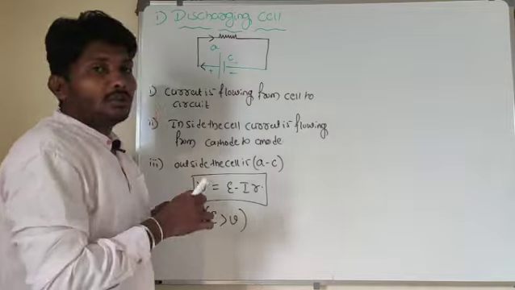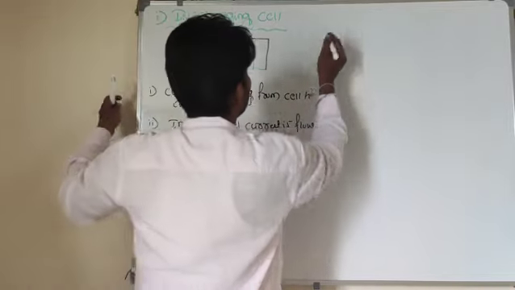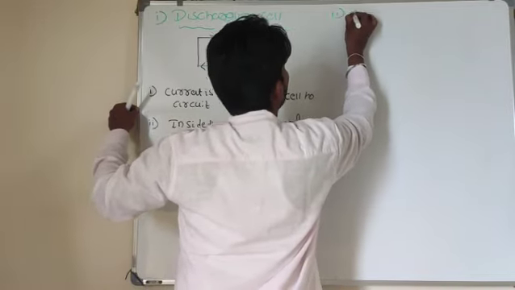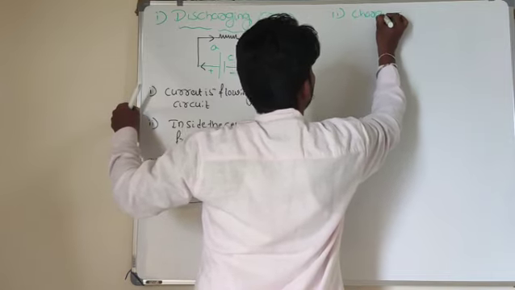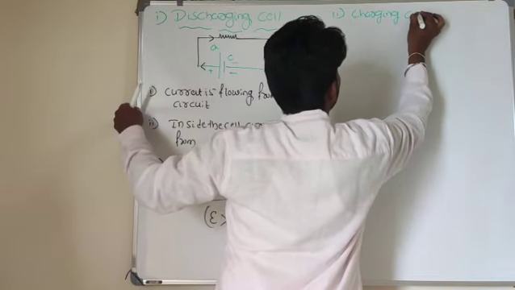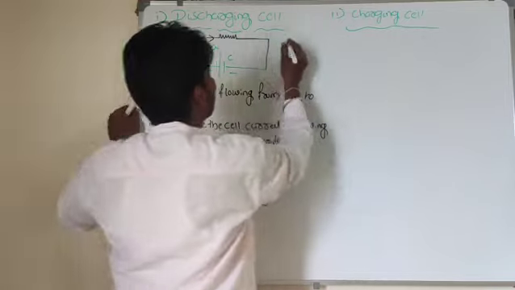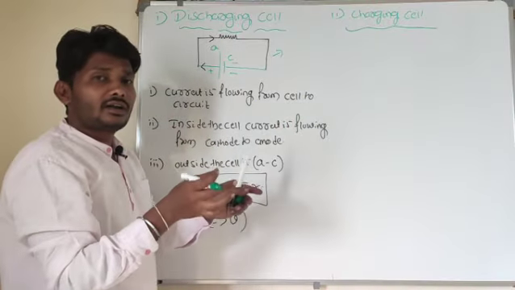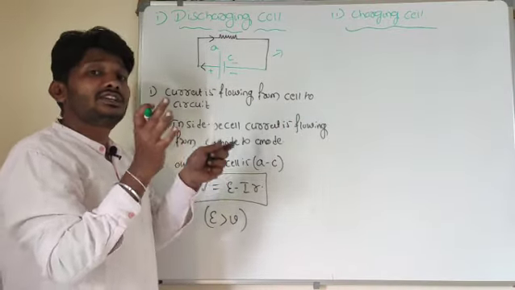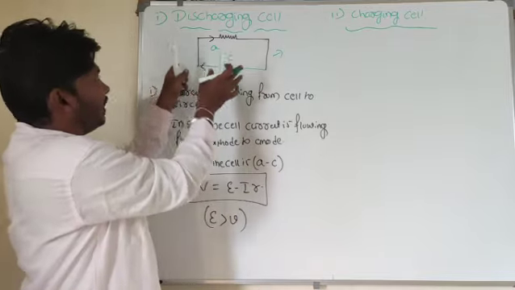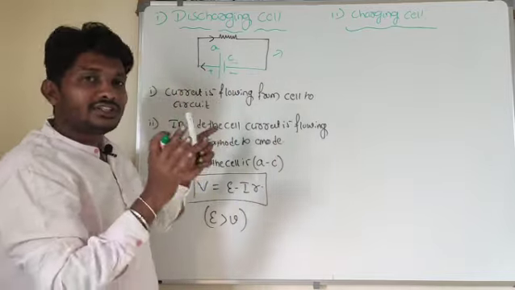Now we'll look at what about the charging cell. Now we'll discuss the charging cell. A discharging cell means, for example, in a remote control or a wall clock you are using that cell. So that cell is a discharging cell. What about the charging cell?